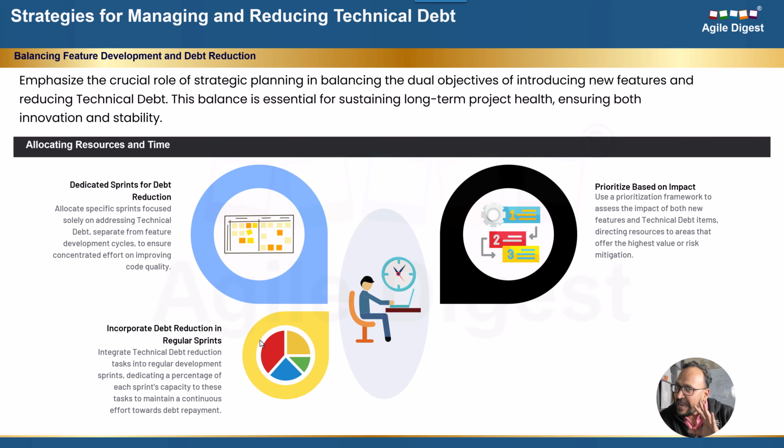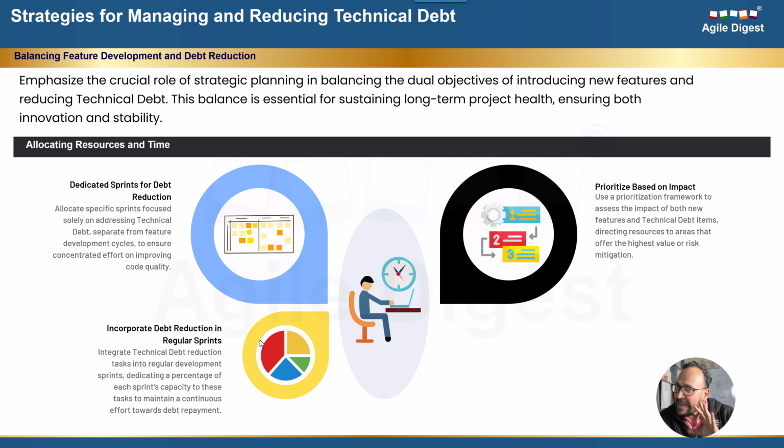So how can we engage stakeholders in debt management? Highlight the critical role stakeholders play in the successful management of technical debt. Their understanding, support and involvement are essential for allocating the necessary resources and prioritizing efforts to address technical debt effectively. So what are the techniques you can follow? Number 1, you may need to have transparent reporting. Utilize clear non-technical language to report the state of technical debt, its implications on the project timeline, cost and quality, and the benefits of addressing it.